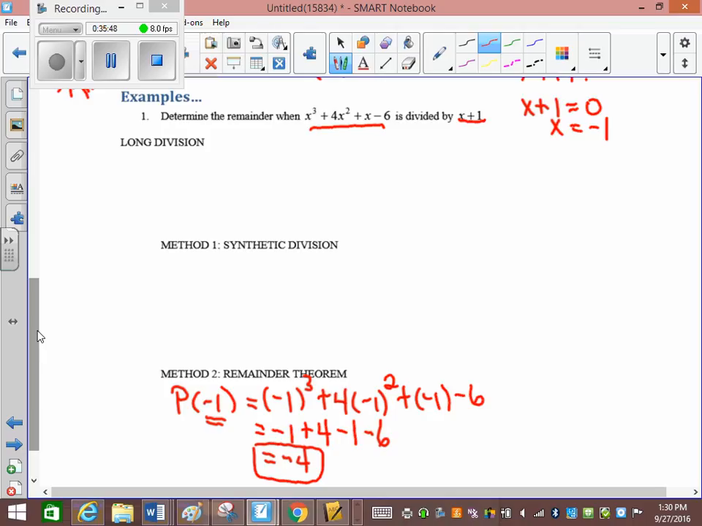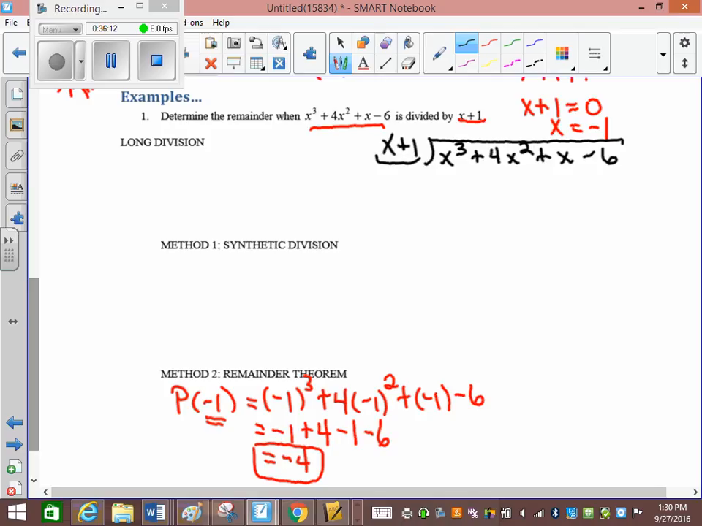Same thing here. So we're going to watch. We're dividing by x plus 1. Like I said, I'm not going to make you do long division, so you can pay attention or you can write it up too. And we're dividing it into x cubed plus 4x squared plus x minus 6. If I didn't have a plus x, I'd have to fill in a plus 0x. I'd have to still write it, okay?